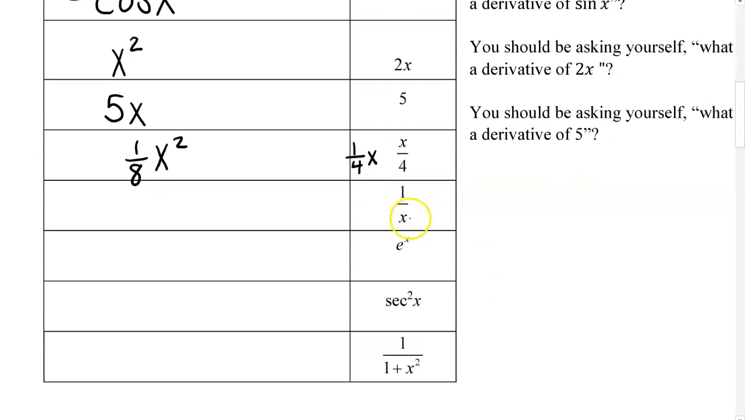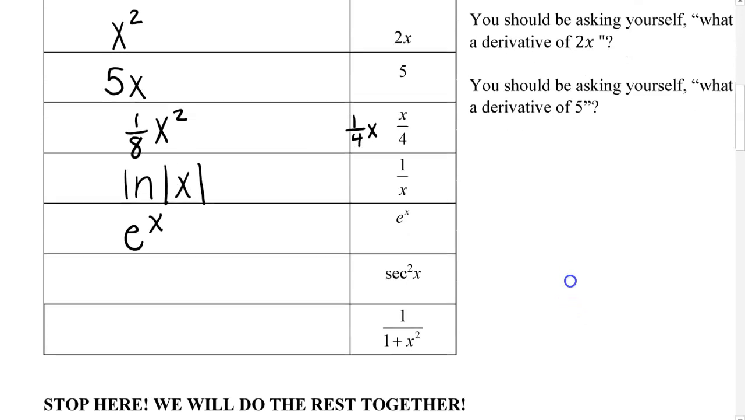Okay, this one is 1 over x, the antiderivative. What function do we differentiate to get 1 over x? That's natural log. But right now I want you to put absolute value bars around the x, and we'll discuss that later. E to the x, that one should be easy. We know that the antiderivative of e to the x is e to the x because the derivative of e to the x is e to the x.